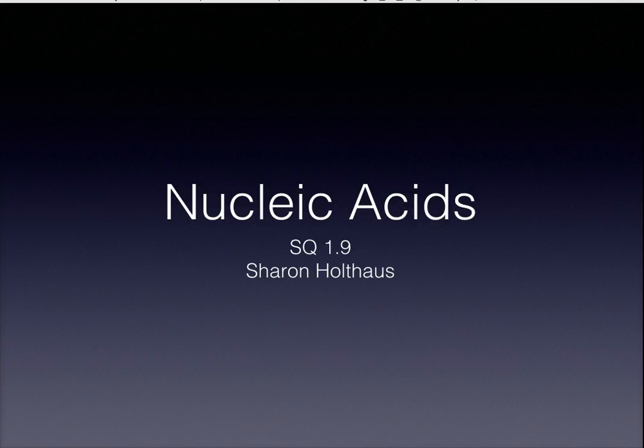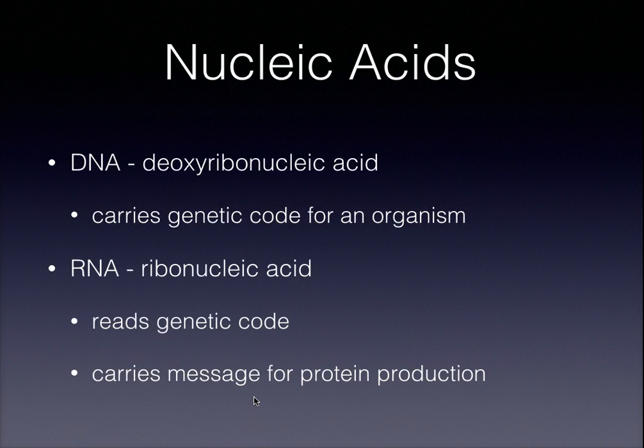In class, we've been talking about different organic compounds, and there are four broad categories or classes of these organic compounds. One is carbohydrates, another is proteins, another is lipids, and this final category or class is called nucleic acids. So, primarily, I'm going to be talking to you about DNA and RNA.